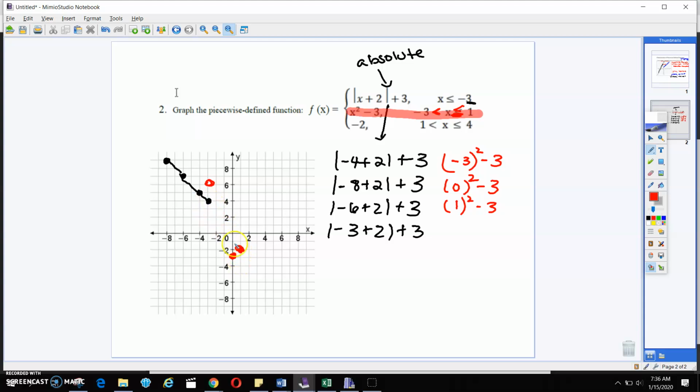What's the only number that we're missing in this interval right now? Negative 2. Let's plug negative 2 in. What's negative 2 squared? 4. 4 minus 3 is? Okay, so we're going to have a point at negative 2 comma 1.